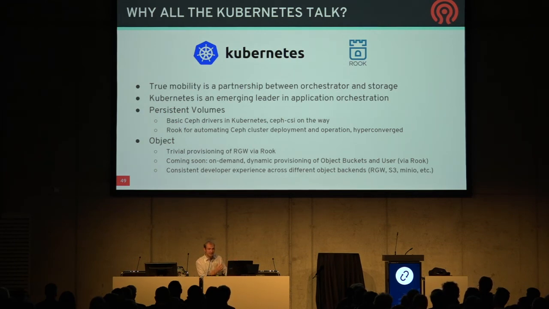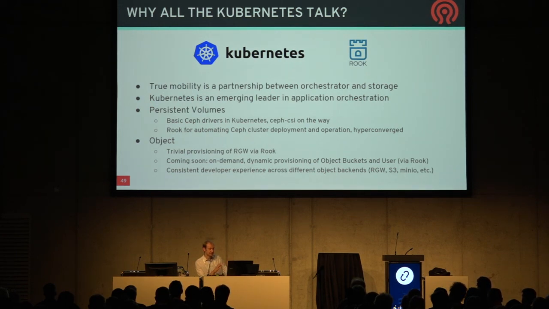And then the second type of data, again, is object data. Today we have trivial provisioning of RGW clusters with Rook. Super easy to do. But what we're working on today is the ability, not as a cluster operator, but as an application user, as a developer, to have on-demand dynamic provisioning of bucket storage resources. So you're saying, I'm deploying my application, I need these buckets to store data, and automating that process of provisioning that storage, similar to how you do it with persistent volumes today, but using slightly different interfaces.